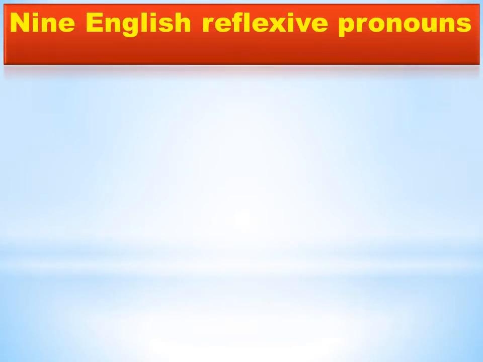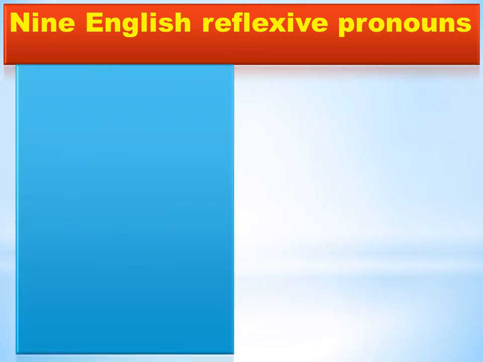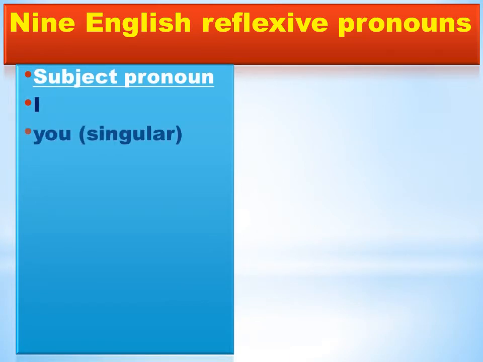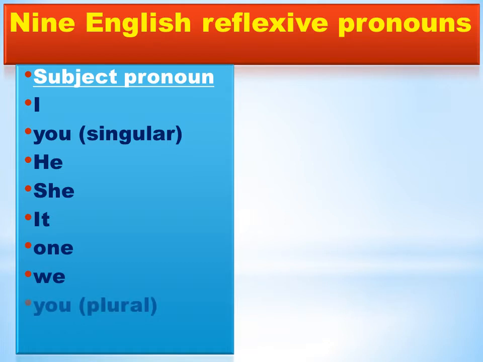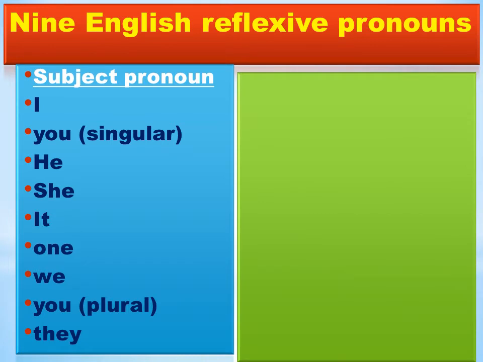Now, let's look into the 9 English reflexive pronouns. We know the subject pronouns. The subject pronouns are I, you when the noun is singular, he, she, it, one, we, you when the noun is plural, and they. Now, let's see the reflexive pronouns used for these subject pronouns.